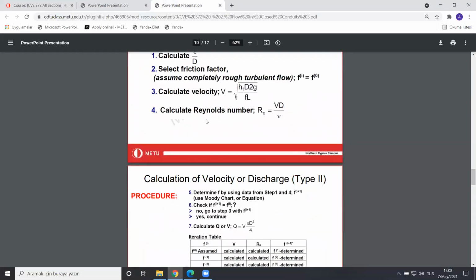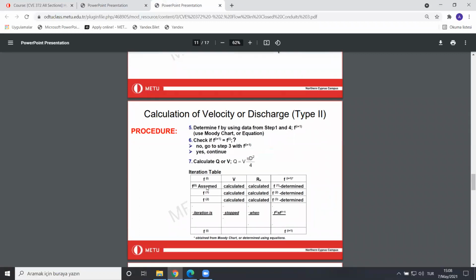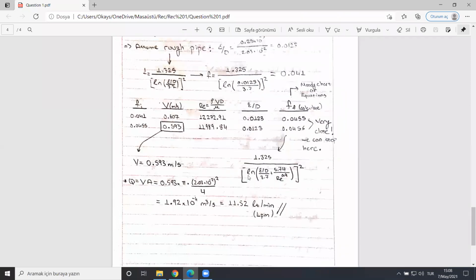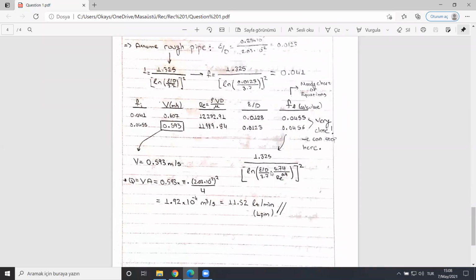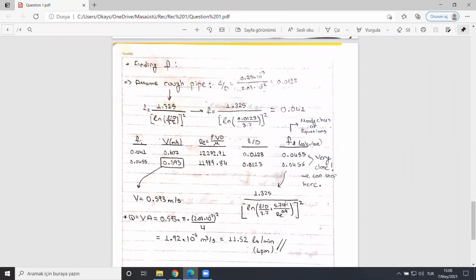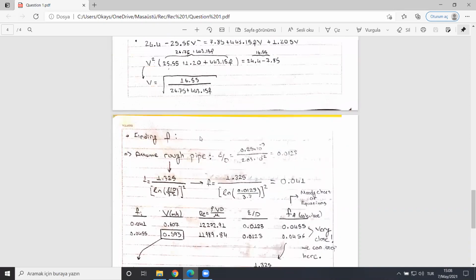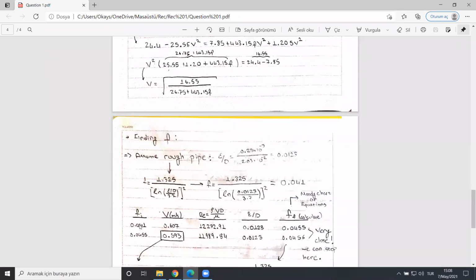You will assume completely rough flow, and you will put into, actually, this is our original formula, but when we assume completely rough flow, we cancel this part, so it turns into this form. You put this relative roughness into this equation and calculate an initial value, okay? So this is our initial F, but we don't know if this is correct. To see, we need to carry out this iteration. You take this initial F and put it into this equation to find the initial velocity.